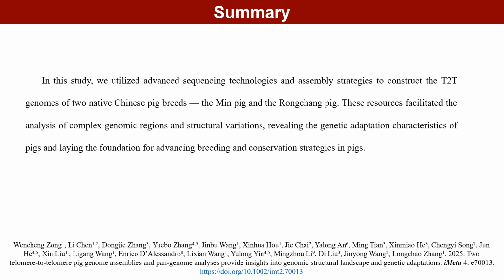In this study, we used advanced sequencing and assembly strategies to construct the T2T genomes of 2 native Chinese pig breeds, the Min and Rongchang pigs. These genomes enabled the analysis of complex genomic regions and structural variations, revealing genetic adaptations and supporting future breeding and conservation strategies.